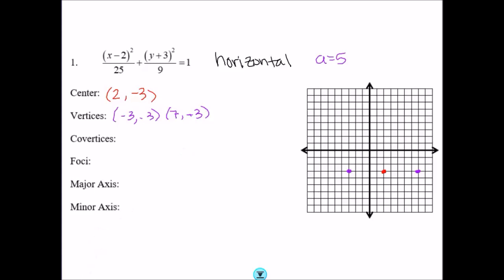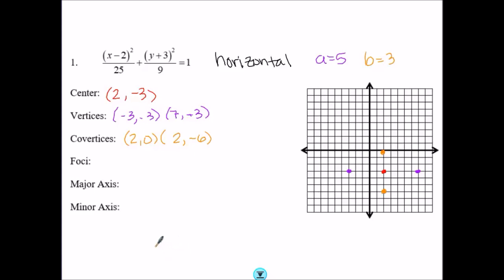The co-vertices are B units from the center. So to find B, we need to take the square root of 9. So B is 3. So we need to go 3 units in the y direction. So that would make our co-vertices the points 2, 0, and 2, -6.